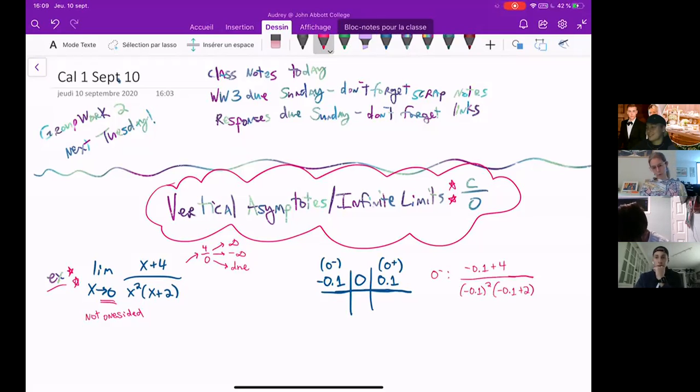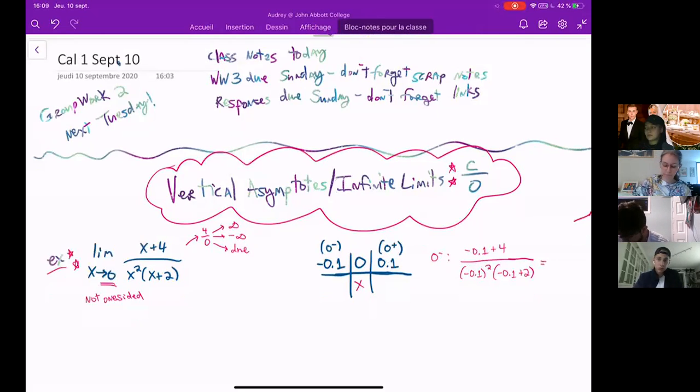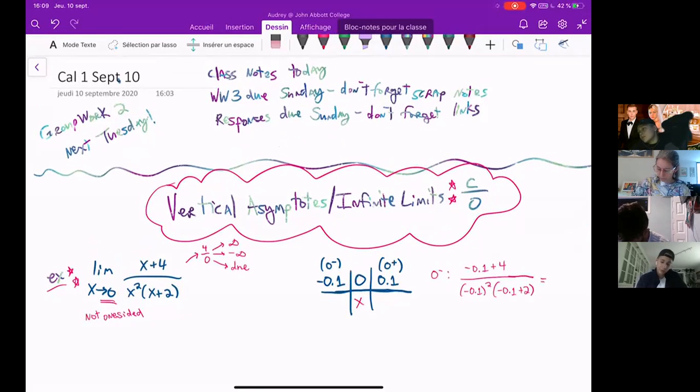Do I care about the value? Not really, just about the sign. So is this positive or negative? Positive. You guys can plug it into your calculator. A thing you're going to see me do sometimes is look at each of the separate factors. So 4 minus 0.1 is clearly positive. Negative 0.1 squared is clearly positive. And 2 minus 0.1 is also positive. So I look at each of the separate factors to break this down into smaller parts, and I get that this is a positive value.